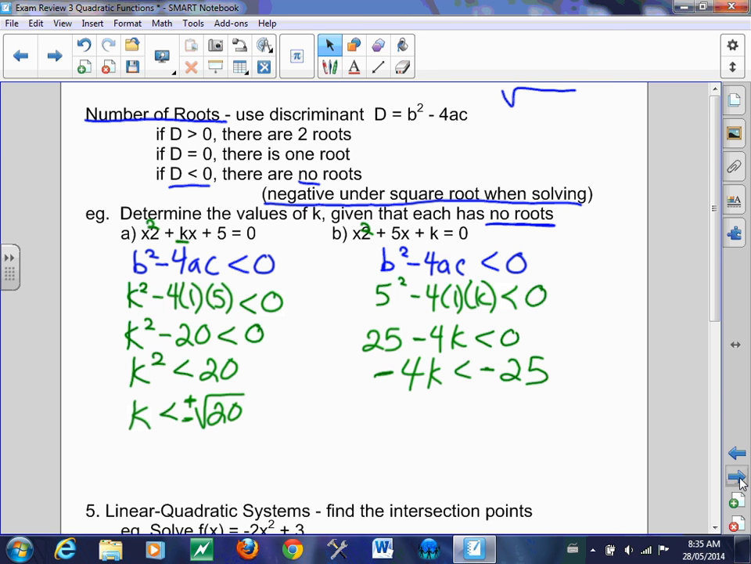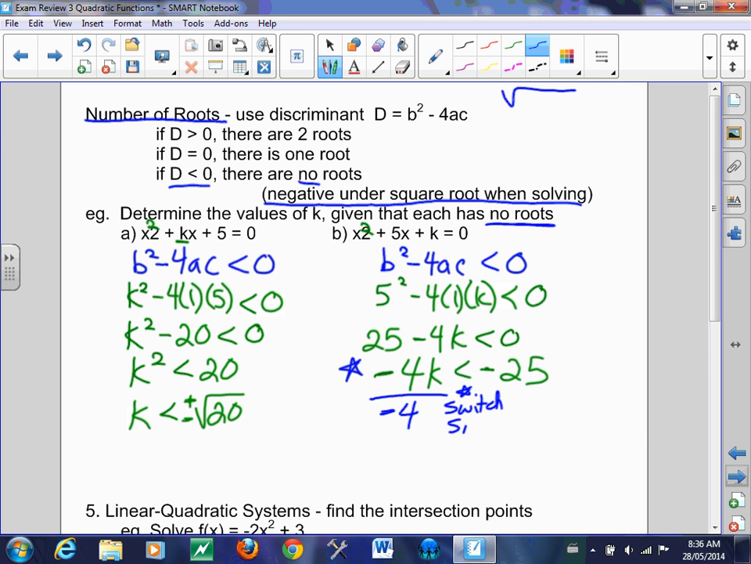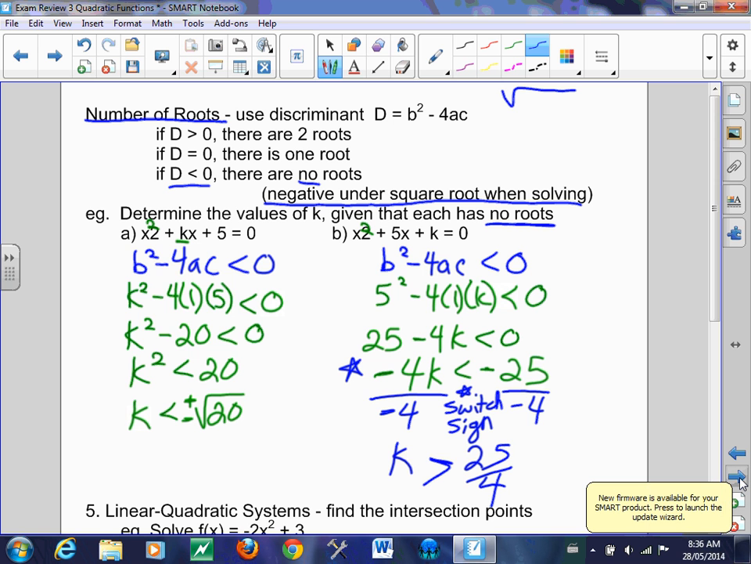Remember, ladies and gentlemen, that when you are dealing with inequalities, that means greater than or less than signs, and you're dividing by a negative, do you guys remember what you have to do? You have to switch the sign. So you're going to end up with k being greater than 25 over 4.